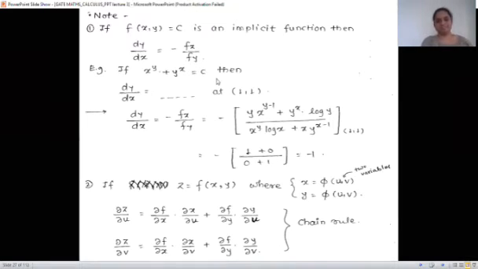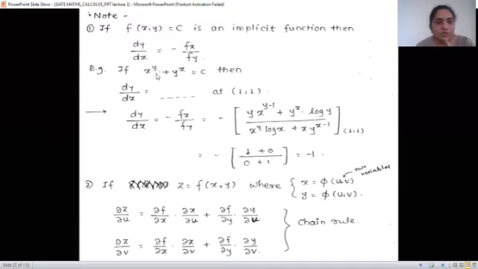Okay, so we'll take one example. If x raised to y plus y raised to x is c, is it an explicit function? Can we express x as y or y as x? No, right? So this is not an explicit function, it is an implicit function. So in case of such implicit functions, dy by dx is minus fx upon fy. Remember, f of xy, the whole function equal to c, we call it f.